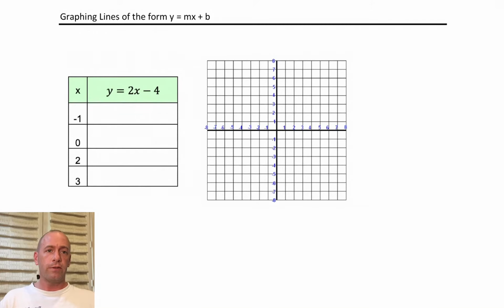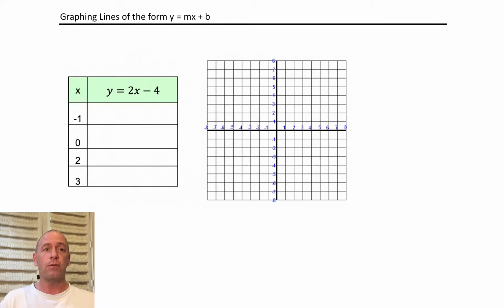Hey, it's Mr. Redstone, and in this video we are going to be graphing some lines that take the form y equals mx plus b. Now eventually I'm going to show you a few shortcuts with this, but I'm going to take you on the ride where we discover what that shortcut is.